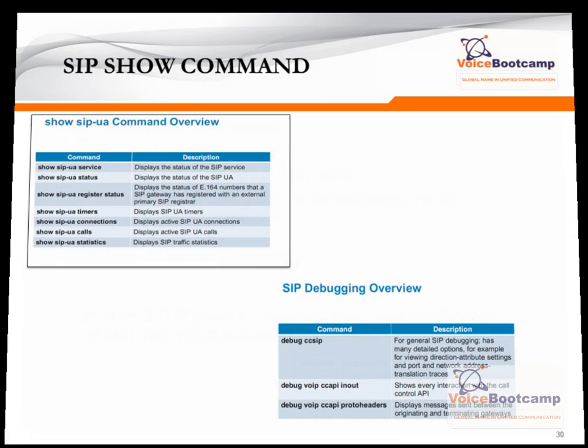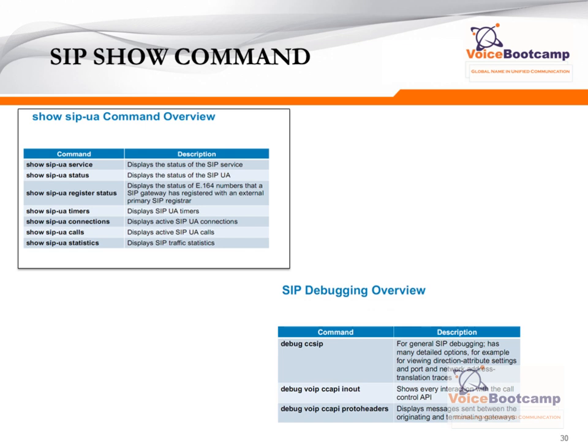Some of the show commands that are available in SIP: you can type show sip-ua service, which displays the status of the SIP service. Show sip-ua status shows the status of the user agent, and show sip-ua register status will display the status of the E164 numbers that the gateway has registered with an external SIP proxy server or registration server. So these are some of the commands that you can use to debug as well as analyze your configurations.